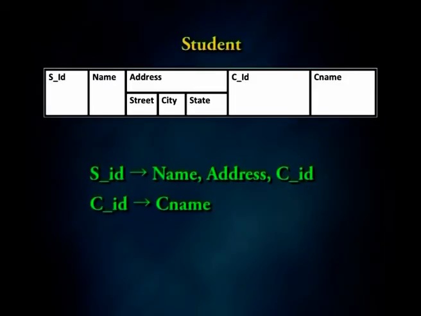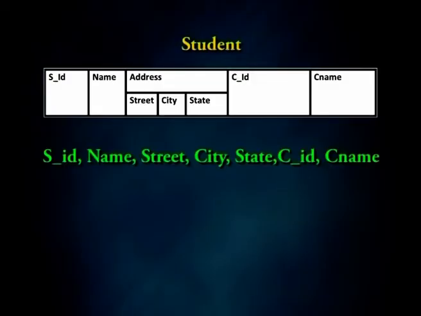The set of functional dependencies that exist among the attributes of the student relation are as shown. The above relation does not satisfy the requirements of 1NF because it contains a composite attribute, address. Now, to transform this relation into 1NF, the composite attribute address is to be represented by its components street and city.